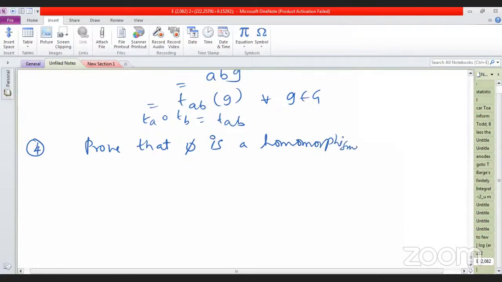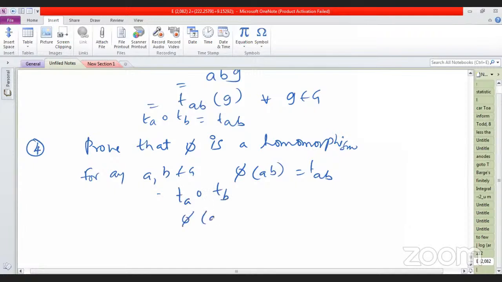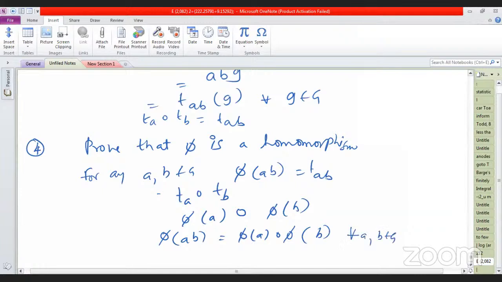Prove that phi is a homomorphism. For any a, b belongs to G, we have phi of ab is equal to T of ab. Phi of ab, we can write T of ab. We can write it or not? Yes, sir. So phi of a, phi of b. So therefore phi of ab is equal to phi of a circle phi of b. So therefore that is for a, b belongs to G. In place of T circle of a, T circle of b, we can write phi of a circle phi of b. So therefore phi is a homomorphism.